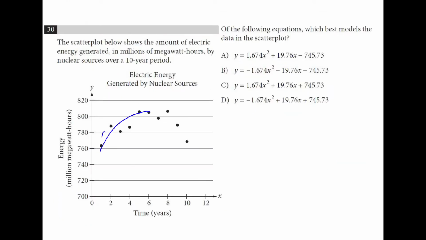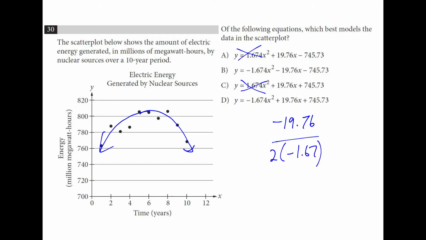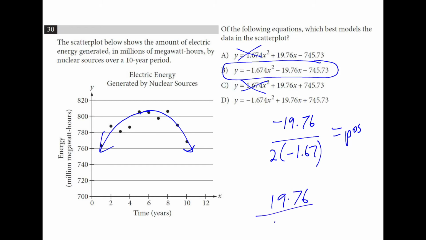So this appears to be a parabola that opens down, so I'm looking for a negative a value. That rules out A and C. So let's pick one of these and find the vertex. Negative 19.76 all over 2 times negative 1.67. This is going to come out positive, which is what I want for my x-coordinate. If I tried it with this one, this would be 19.76 divided by 2 times negative 1.67, which comes out negative. And notice my vertex would not be negative, so I'm going to pick D.